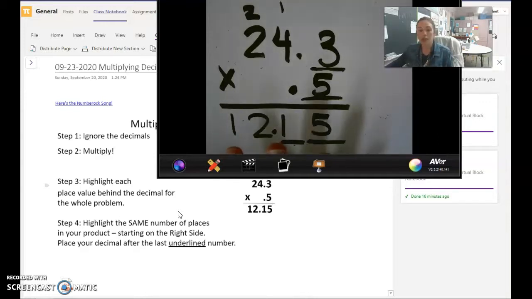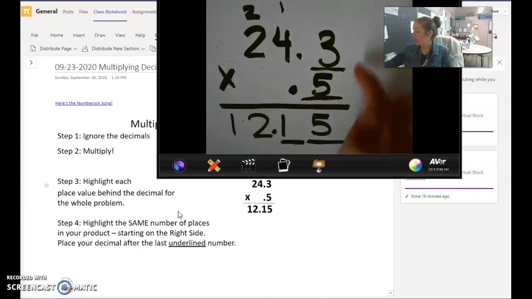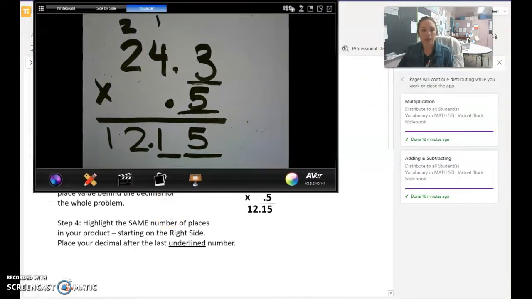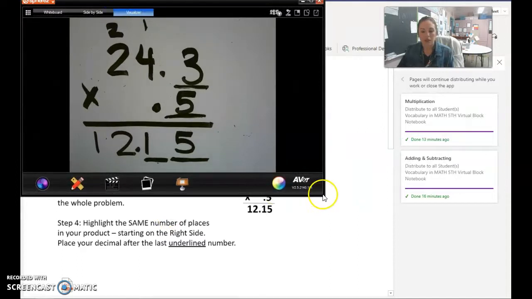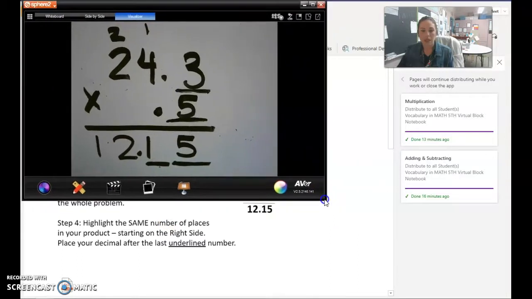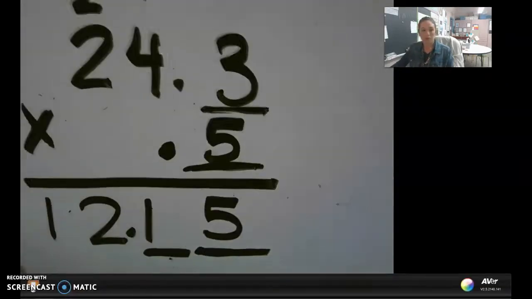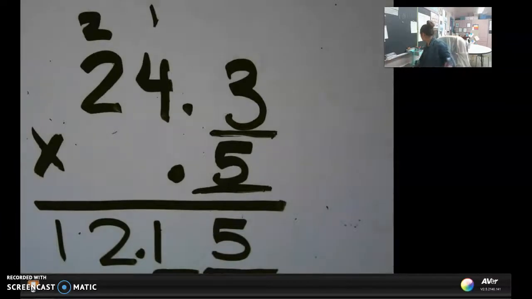Okay, let's look at a whole number. I wanted to show you this first because when you are underlining your factors, you need to underline the place values after the decimal in the entire problem. So that's why I showed this where our bottom factor has a decimal. So let's look at another one really fast, and that might be easier for us to see if it's reasonable.